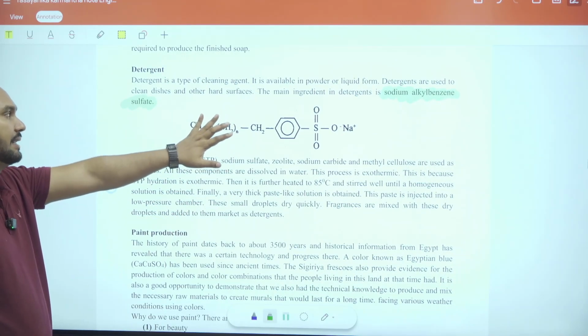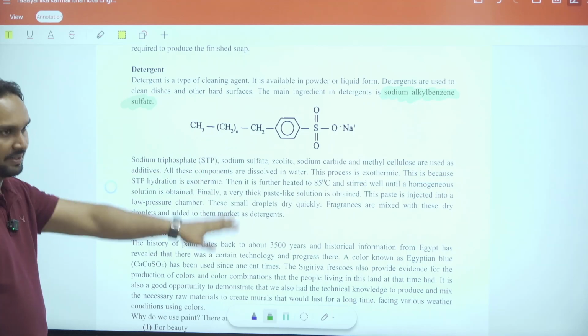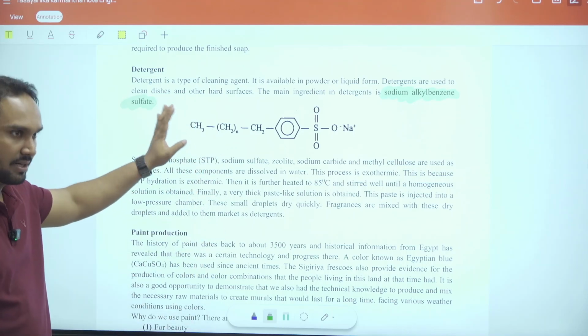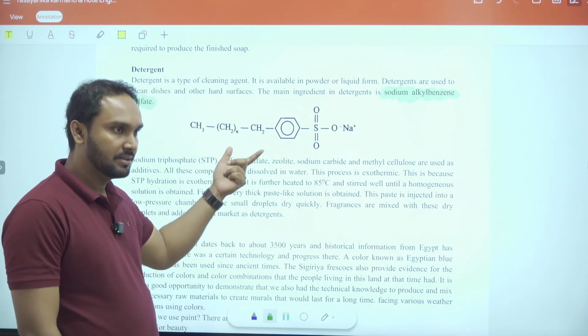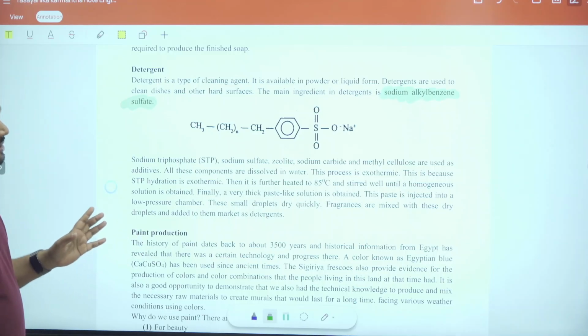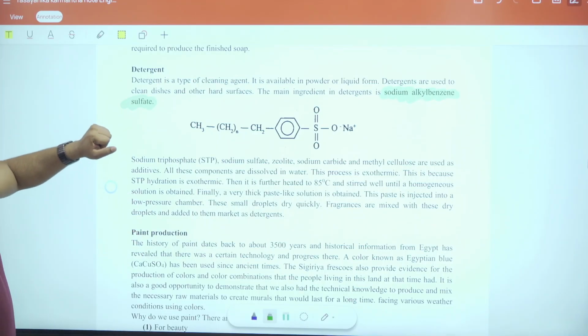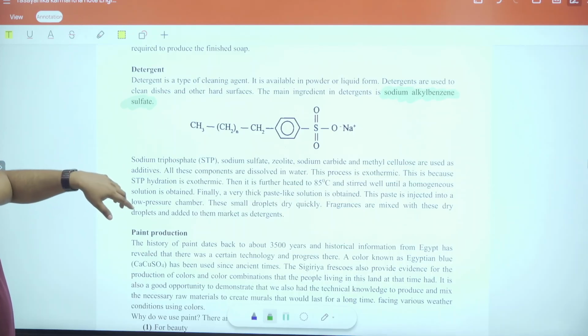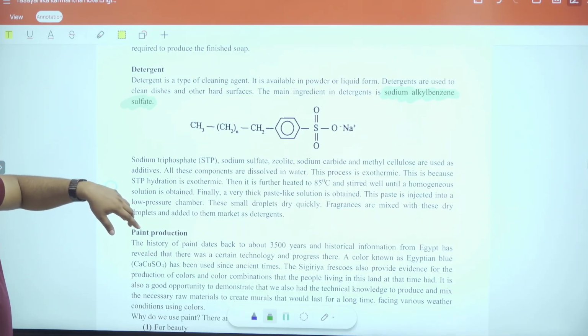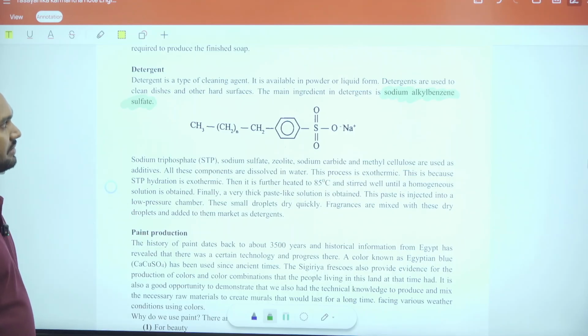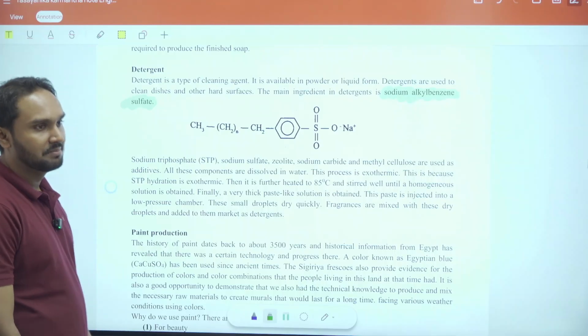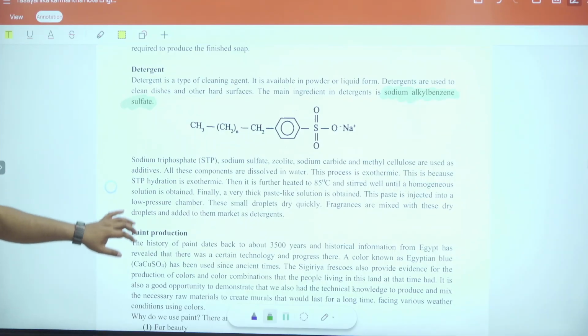Sodium alkyl benzene sulfate. You have to remember this. This structure can come in the structured essay part to identify. What is this? Sodium alkyl benzene sulfate. Not STP, STP is a different case. There's no short form for that. You just have to remember it. Sodium alkyl benzene sulfate. That's it.